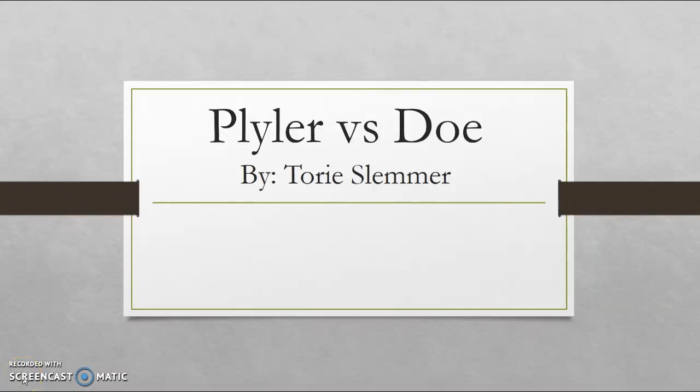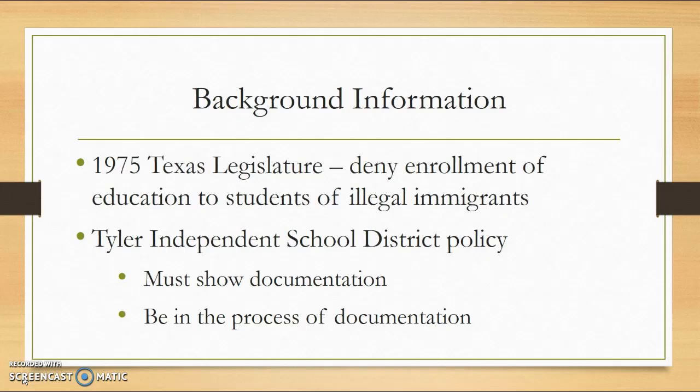Alright, so I'm going to be discussing the Plyler vs. Doe court case, which discusses the question of, can children of illegal immigrants be denied access to public education? So I'm going to start off by giving you guys a little bit of background information.